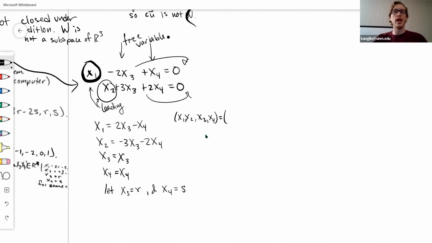In the first component, x1 here is 2x3 minus x4, but I'm replacing x3 with an R and x4 with an S. So this is 2R minus S. The x2, the next component, is negative 3x3 minus 2x4. Again, replace those with R and S, and we get negative 3R minus 2S. Finally, x3 is just the R parameter, and x4 is the S parameter.